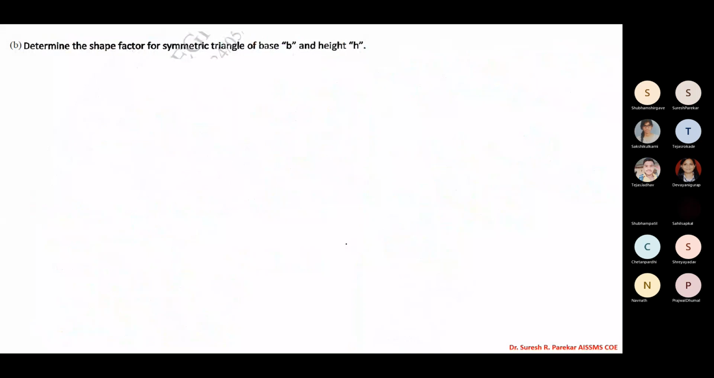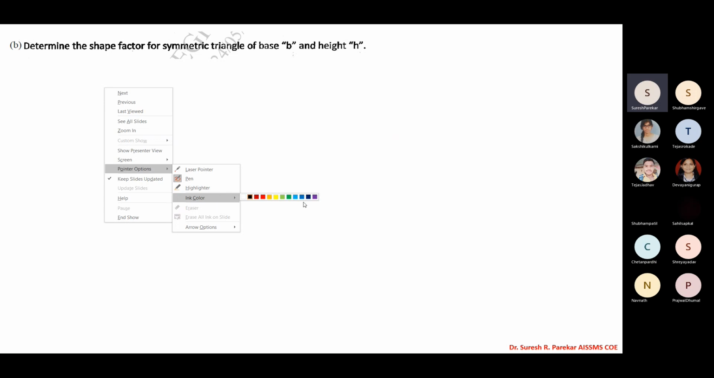Yes, sir. Then determine the shape factor for symmetric triangle of base B and height h. So we have this last problem. If you want, we can go more, but I think here we are going to cover all the problems.